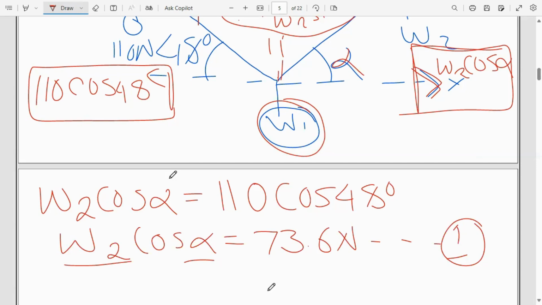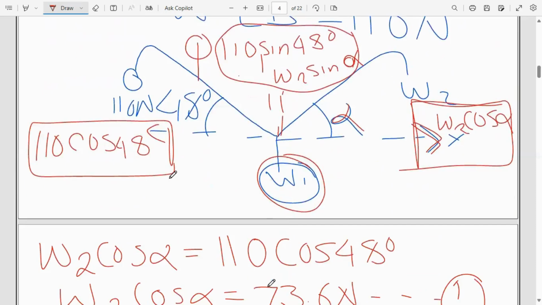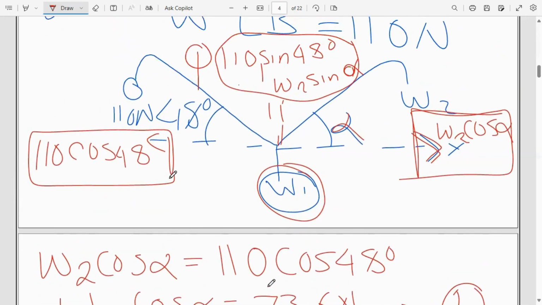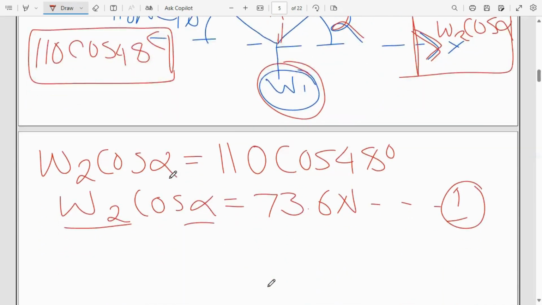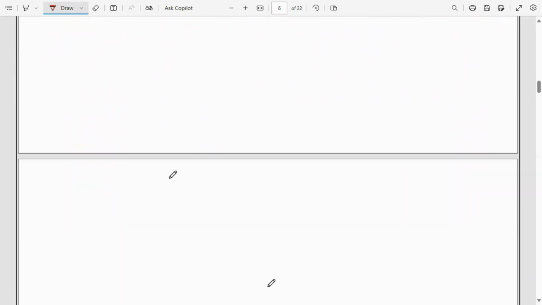Let's go to our forces in the y-axis. So I have two forces which are pointing in the positive y direction. We have 110 sine 48 degrees and the W2 sine alpha. And the force which is in the negative direction is the W1.